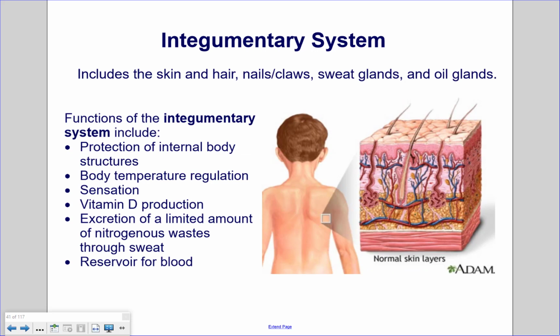Integumentary system. This organ system includes the skin and its derivatives, which include hair, nails or claws, sweat glands, and oil glands. Functions of the integumentary system include protection of internal body structures, body temperature regulation, sensation, vitamin D production, excretion of a limited amount of nitrogenous waste through sweat, and a reservoir for blood.